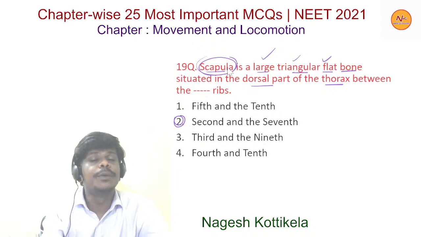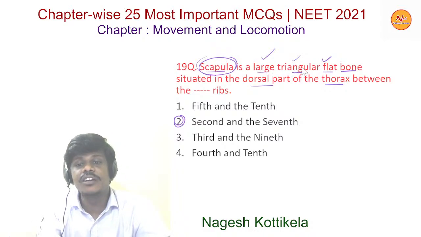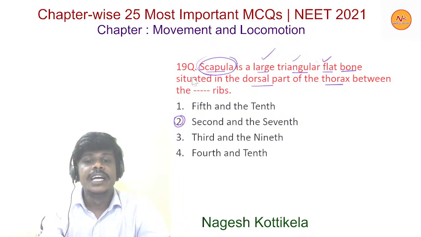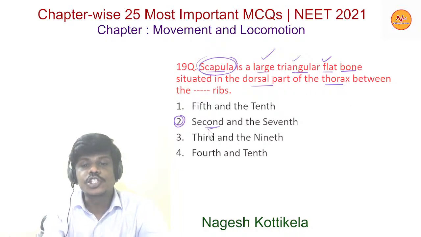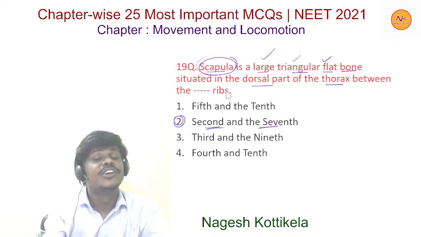Okay, the scapula is a large triangular flat bone situated in the dorsal part of the thorax between the 2nd and the 7th ribs.